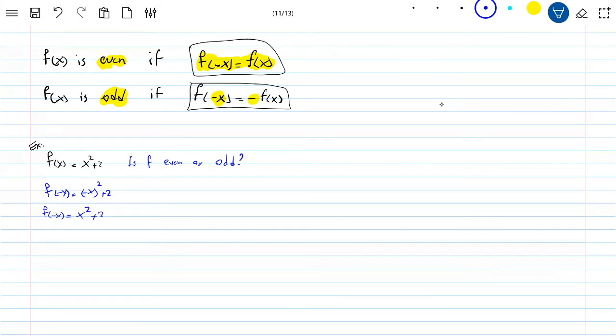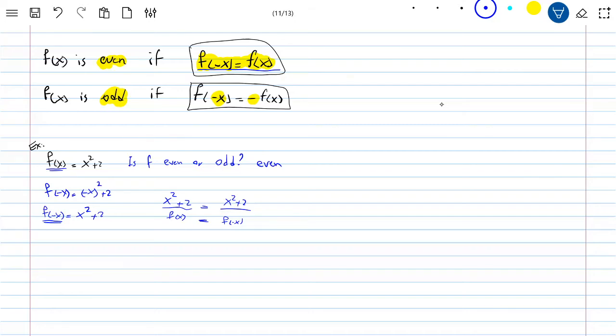So now compare. What is the relation of f of negative x with f of x? Are they the same thing? x squared plus 2, this is f of x. And what is f of negative x? It turned out to be x squared plus 2 as well. So these two are equal to each other. What does it tell me? It tells me that the function is even. You don't need to check for odd anymore. If the function is even, it's not possible to be an odd function anymore.